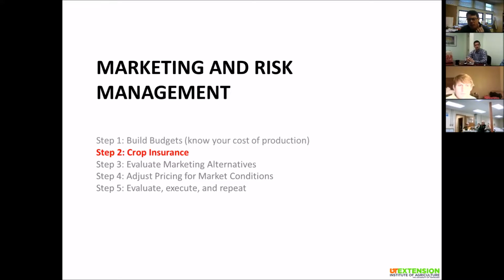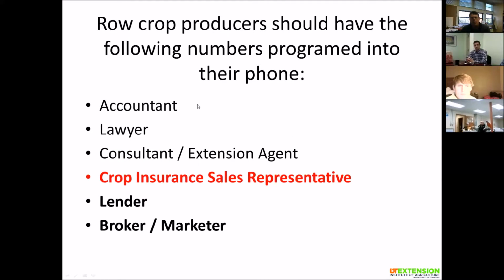strategies. Obviously, I'm going to have a special emphasis on crop insurance due to the time of year that we're in. Just to review real quick, one thing that I think is very important in today's environment is to make sure that we're relying on our network of support as producers. I think it's very imperative to keep these 6 people, or a combination of these 6 people, involved in some of the decision making. Some of these decisions are very complex.